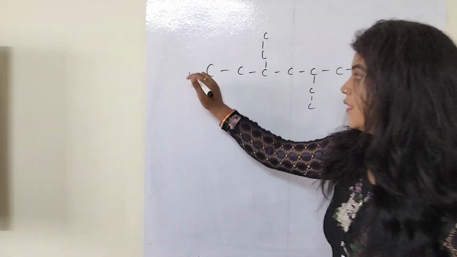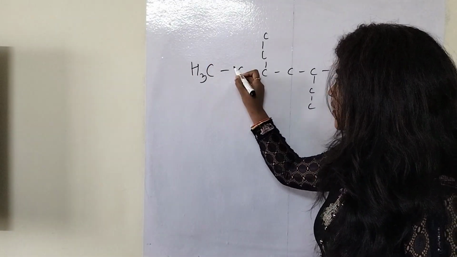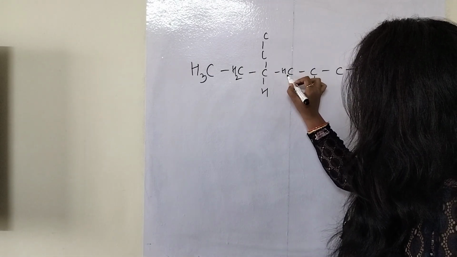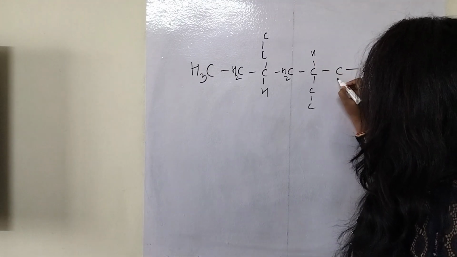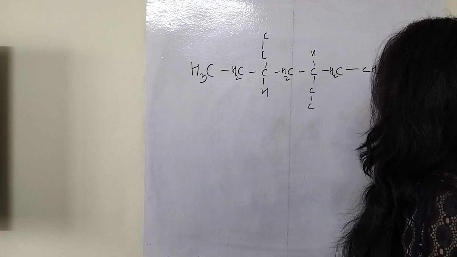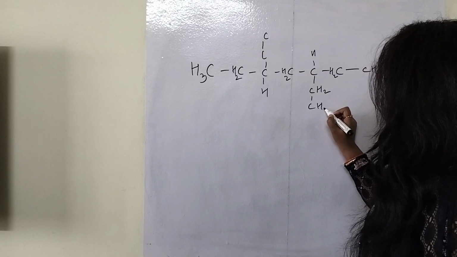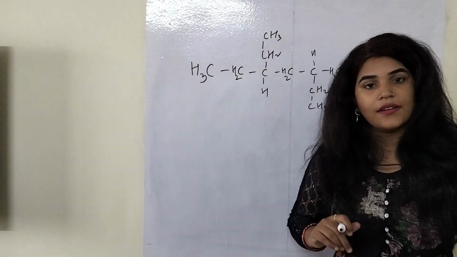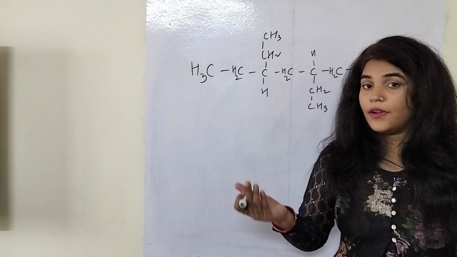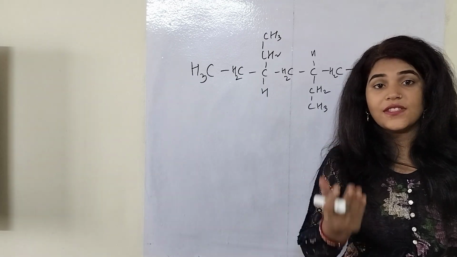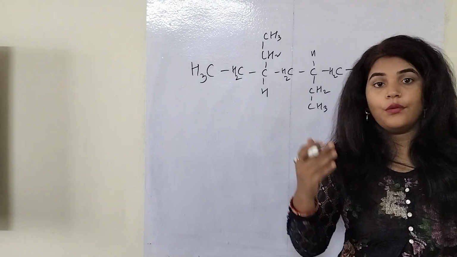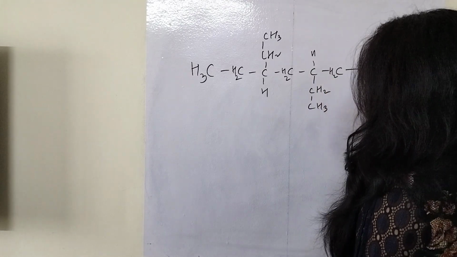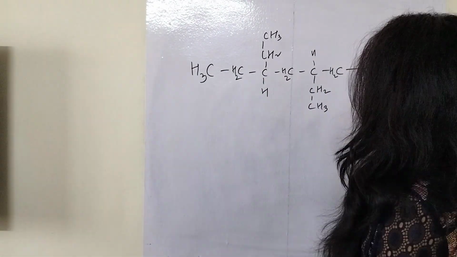So this is my compound. Here I will get CH3, CH2, CH, CH2, CH3. This will again be CH2, CH3, CH3. So how do I give the numbers? What is our first step? We have to see the longest carbon chain. So we will start doing the counting: 1, 2, 3, 4, 5, 6, 7. This is a 7 carbon chain.